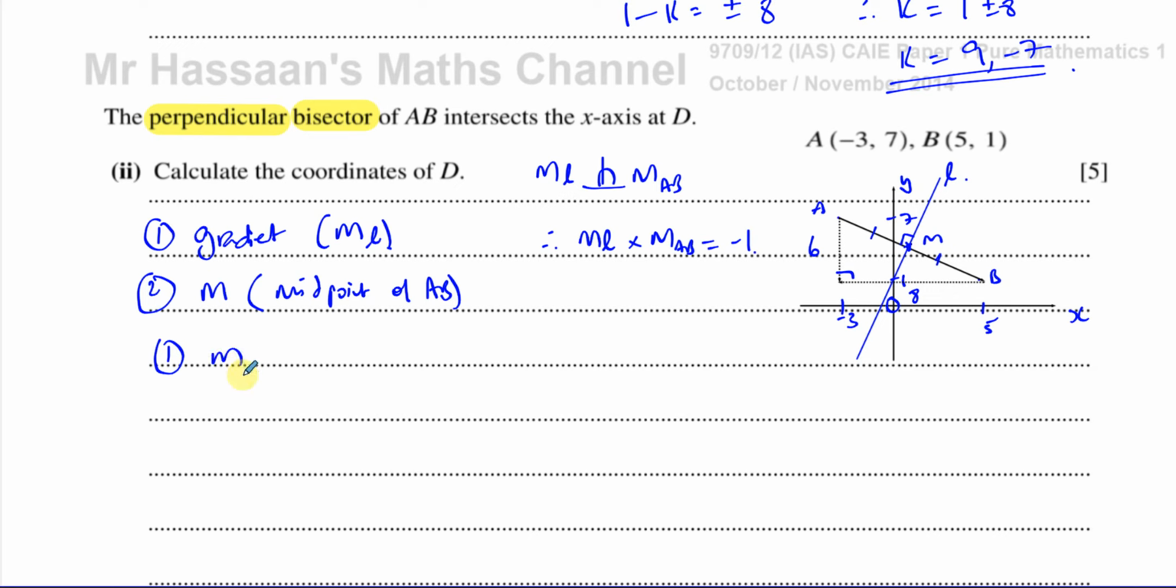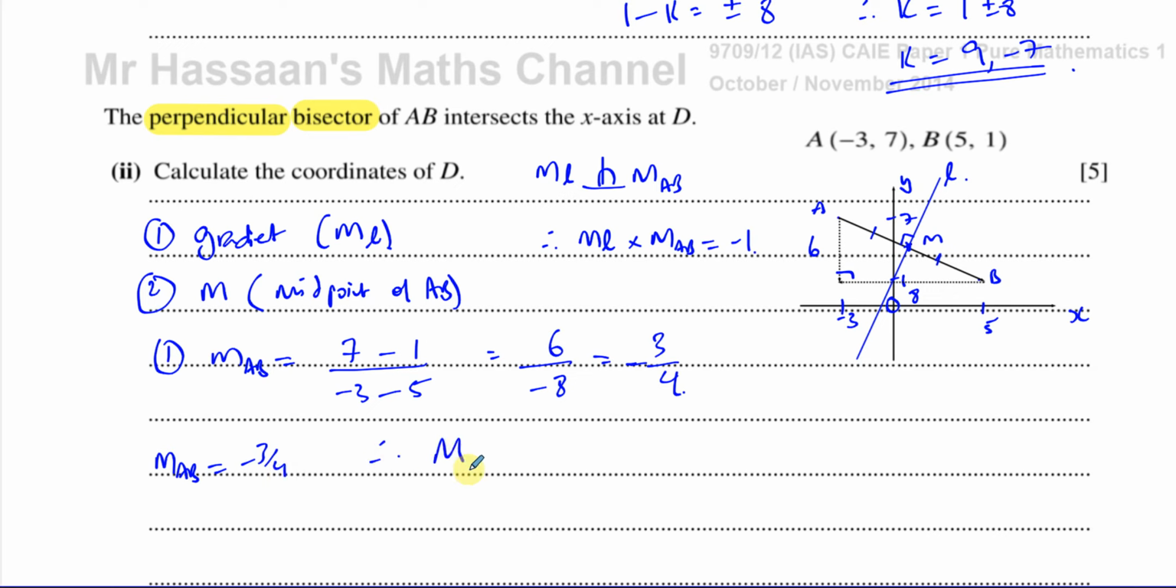So the gradient of AB is going to be the change in y over the change in x. So we can say 7 minus 1 over -3 minus 5, the change in y over the change in x. That's going to give you 6 over -8, which, if you divide by 2, is -3/4 basically. So the gradient of line AB is -3/4.